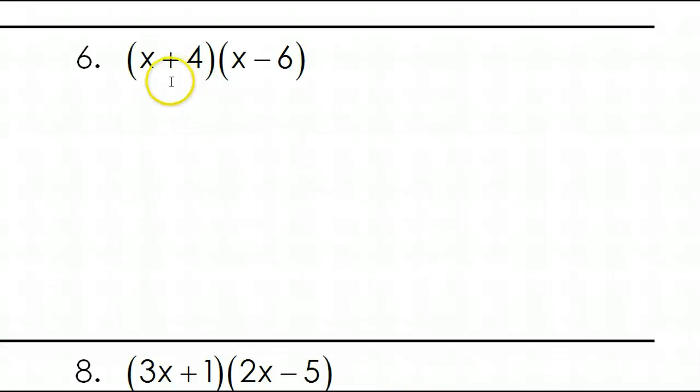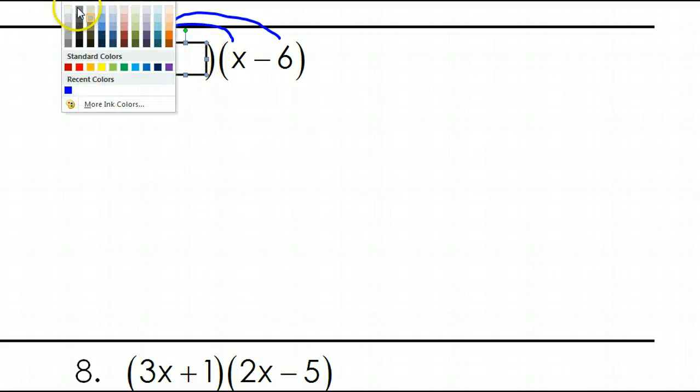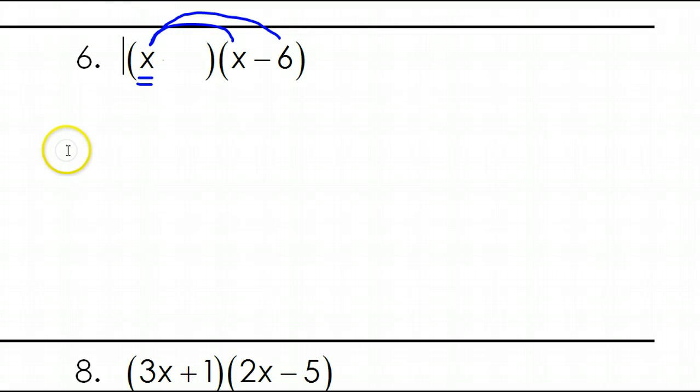Now, when we do a binomial times a binomial, we will have to do the distributive property twice. So what we're going to do is we're going to start off with x. And we're going to do the distributive property just like I showed you. So for right now, do not look at the plus 4. I'm just going to cover it up. Alright, pretend like that's not there for right now. Okay, so we will do x times x, and that's x squared. And then we'll have x times negative 6, and that will be negative 6x.